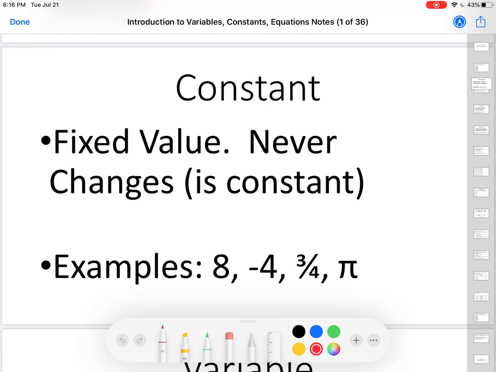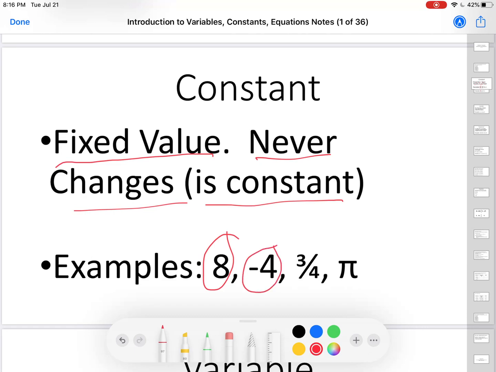Constants. This is the definition of constant. They have a fixed value. It never changes. It's constant. That's why it's called a constant. Here are some examples. 8 is a constant. How much is 8 worth? 8 is worth 8. It is always worth 8. It never changes. -4 is a constant. How much is it worth? It's worth -4. It's 4 below 0. It is an integer. It does not change its value.